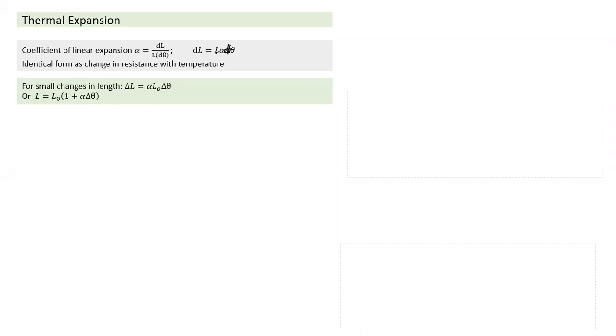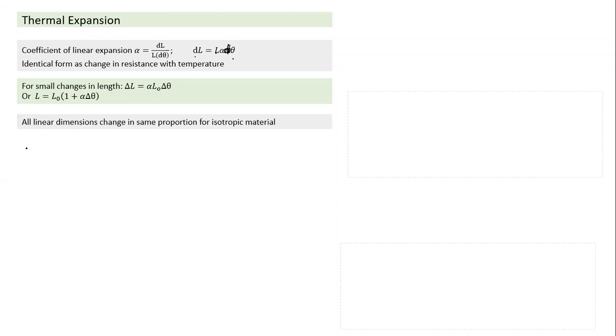If this is the change in length, what is the final length? Final length is original length plus change in length. I think the easiest to remember is dL equals L alpha delta theta. When the change in length is small, which is mostly the case here, it becomes delta L. The final length becomes equal to the original length L naught plus the change in length, where the change in length is L naught alpha delta theta. We take L naught common. That's a simple expression.